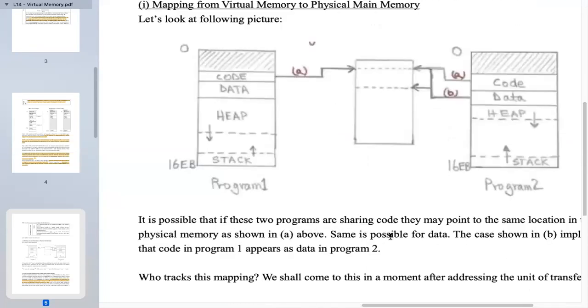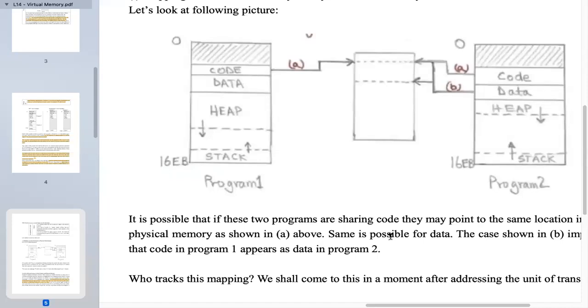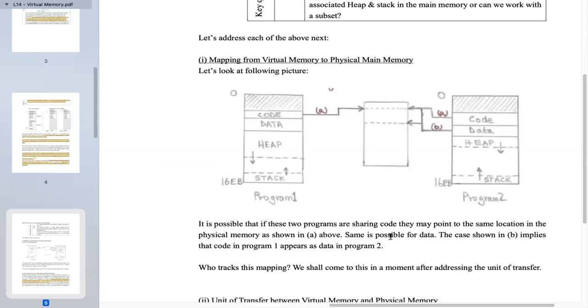Now look into this one, how this is working, right? With this illusion that everybody has its infinite 16 EB space, now it is possible that program one can access this location in RAM, right? And then the program two code, look into this one. Program one code is accessing this location, and program two code is also accessing that location, whereas program two data is accessing that other location.